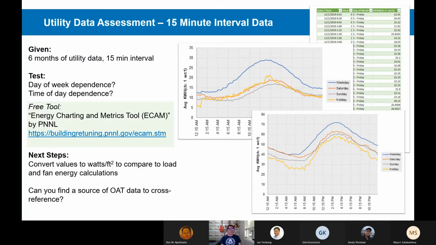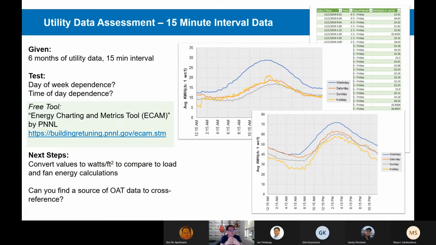Another piece of data that we can pretty much always get is 15-minute interval data from the utility. We can request that for any building, and I'm going to say 9 cases out of 10, or 95 cases out of 100, we can get 15-minute utility data. And that gives us a bunch of opportunities. The easiest way to get into data analytics on utility data is to use this free tool. It's called ECAM. It's by PNNL. ECAM stands for Energy Charting and Metrics.